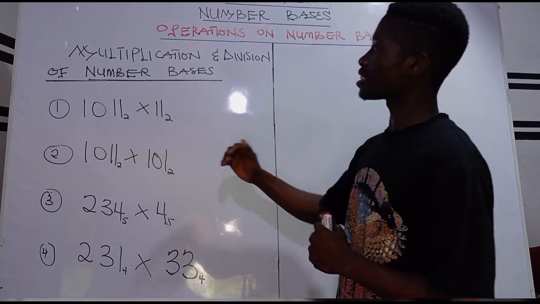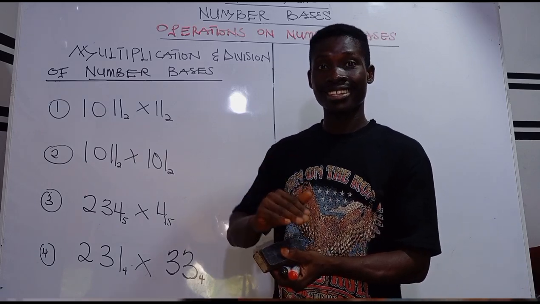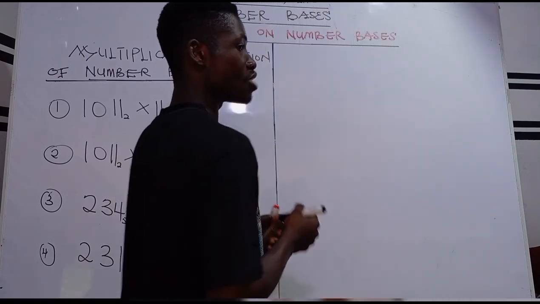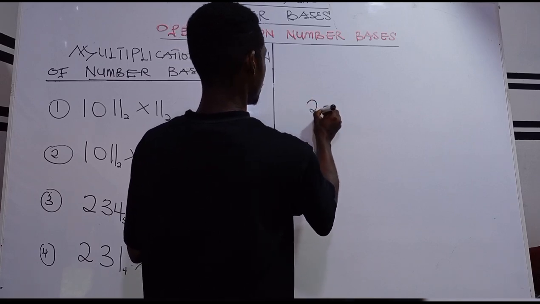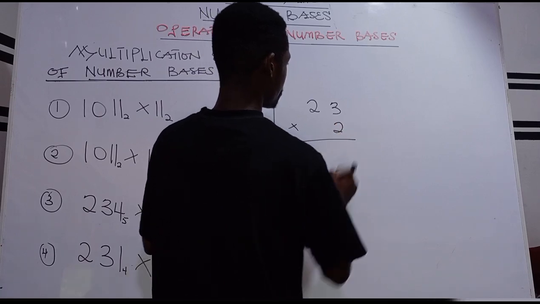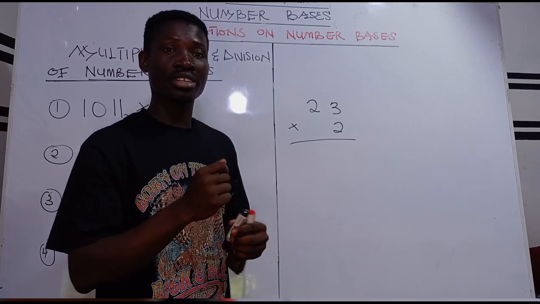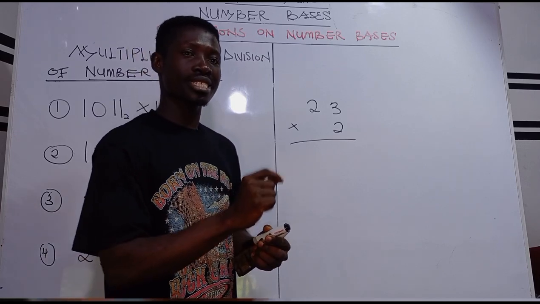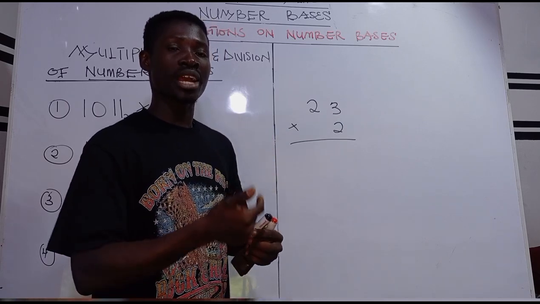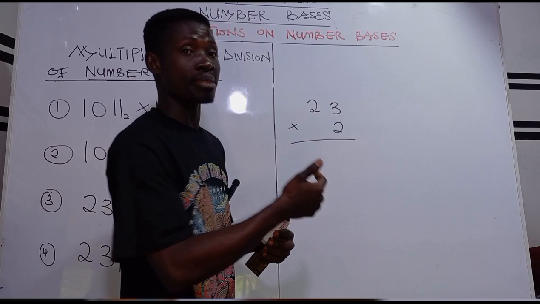So, starting with multiplication of number bases. Multiplication of number bases is done the same way as it is in base 10. So let's say that you have a base 10 number such as 23 times 2. Remember, these numbers are in base 10 because in our previous lesson, I said that when the numbers are written without any base assigned to them, we assume that those numbers are in base 10.